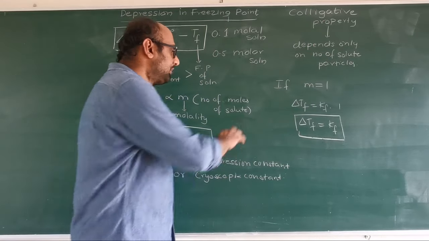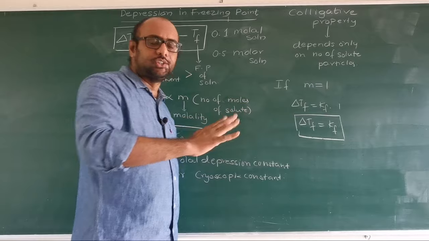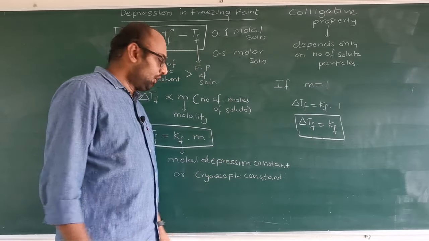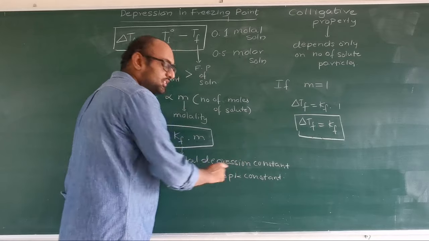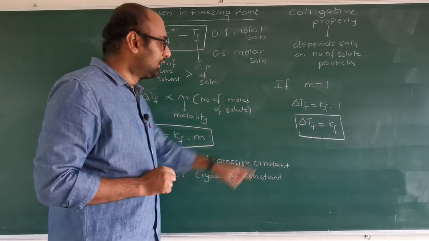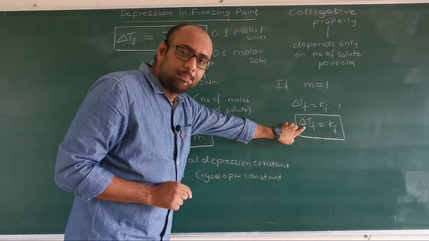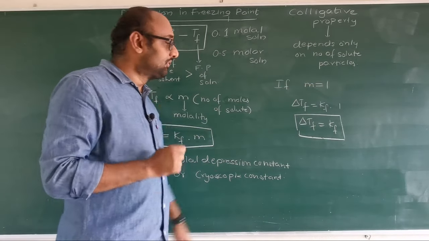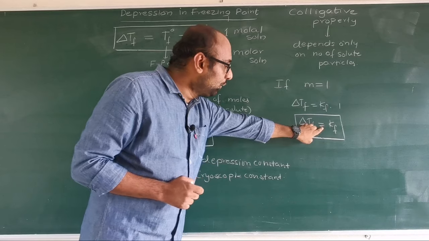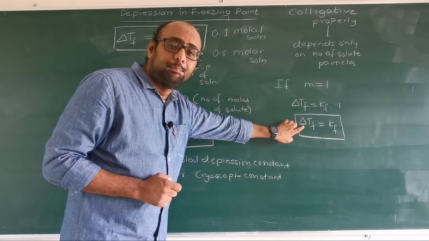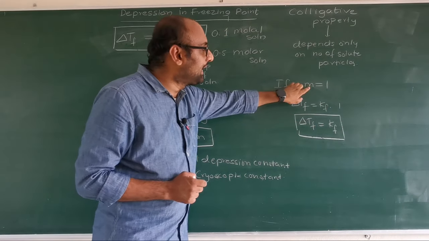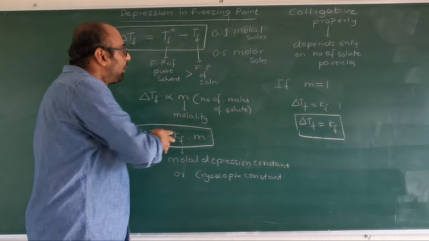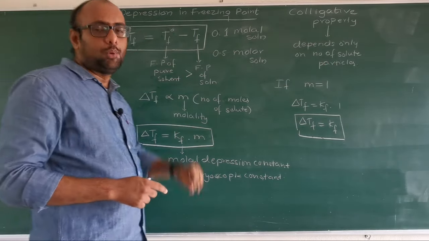Now, from this expression, you can write the definition for this constant, for cryoscopic constant. So, molar depression constant is defined as the depression in freezing point for 1 molar solution. That means the constant will be equal to the depression in freezing point when molality is equal to 1. So, this is the concept of depression in freezing point.